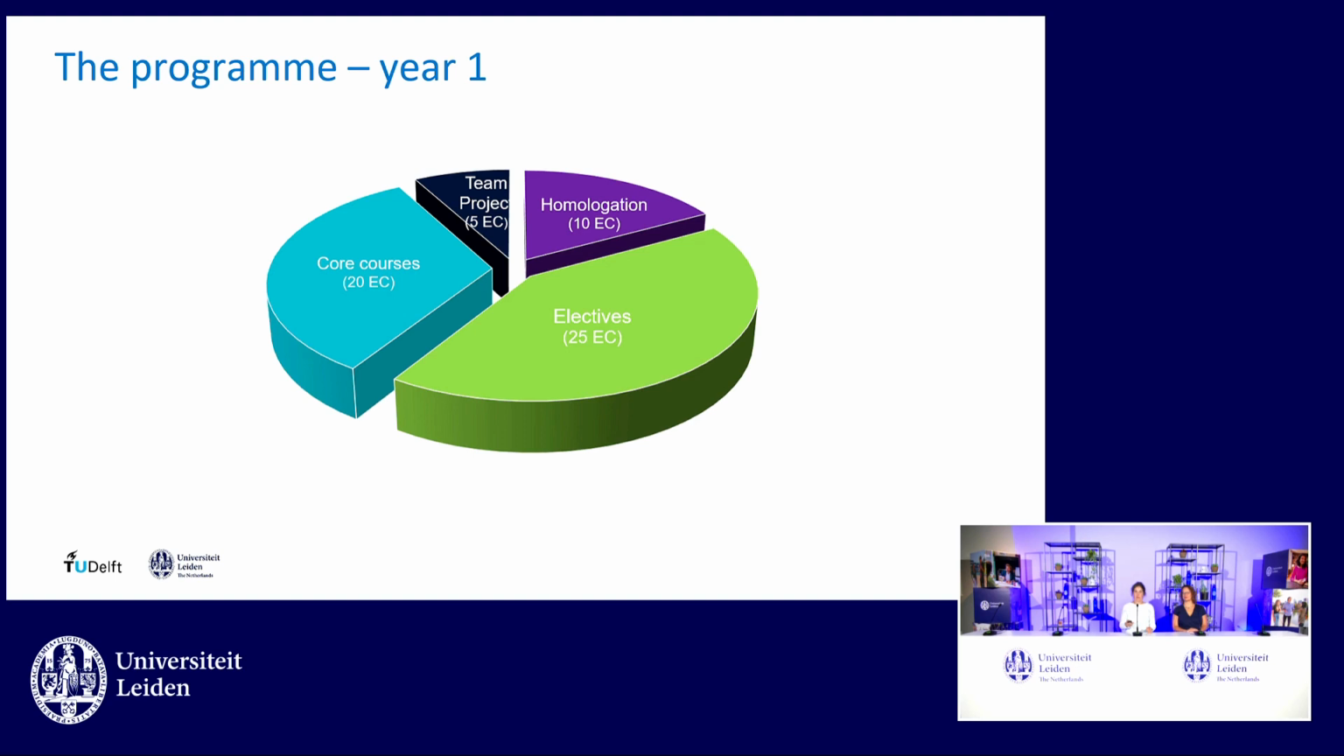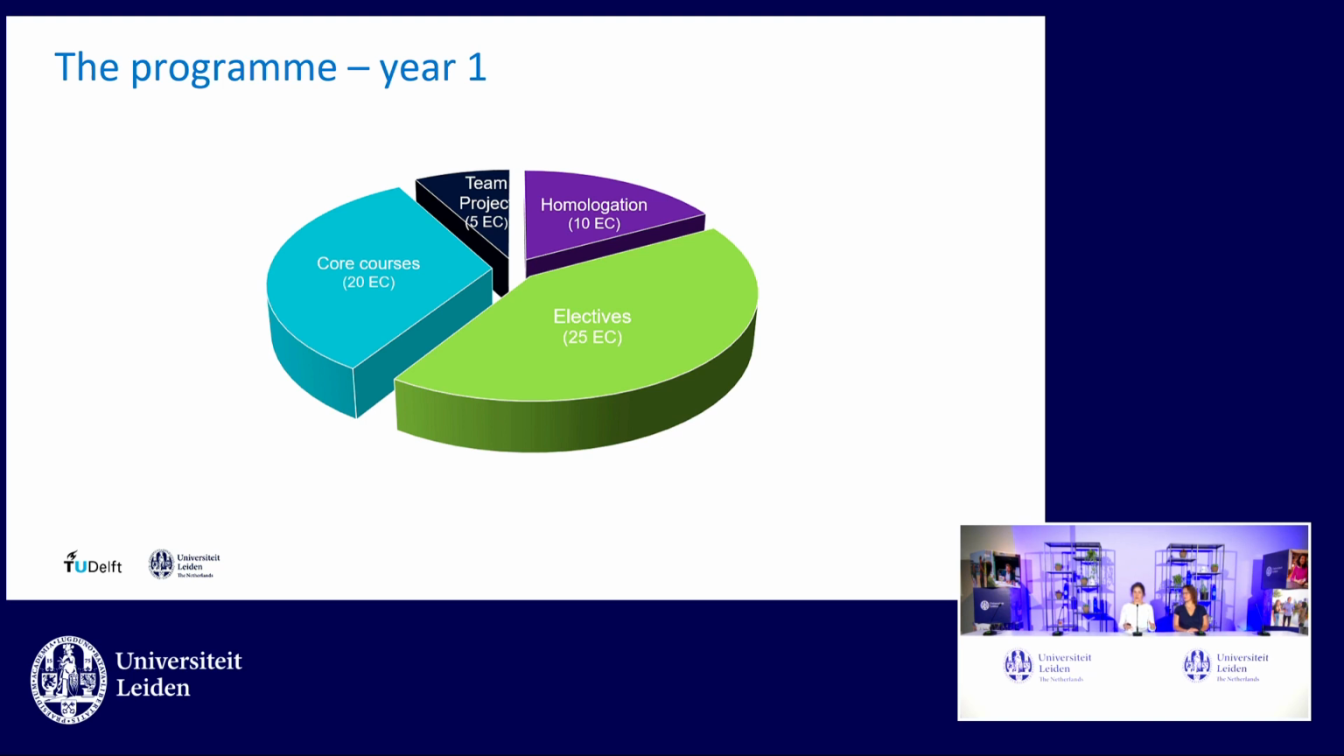Then there is a blue-green block on core courses. Those are courses that are compulsory for every student in the program, 20 EC in total. Then there is a large bright green block on electives. Those are courses that you can choose. We have a long list of courses that you can choose from, and they also relate to the different disciplines of students that come together in the master program.